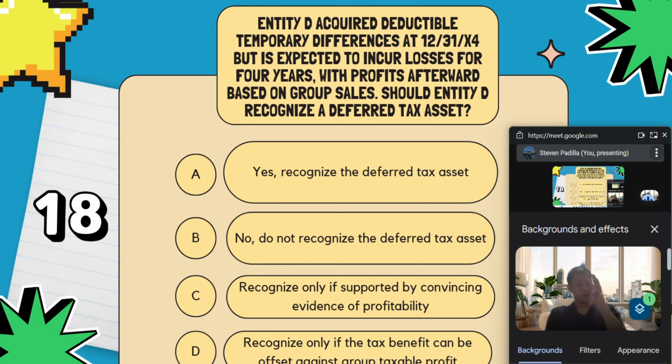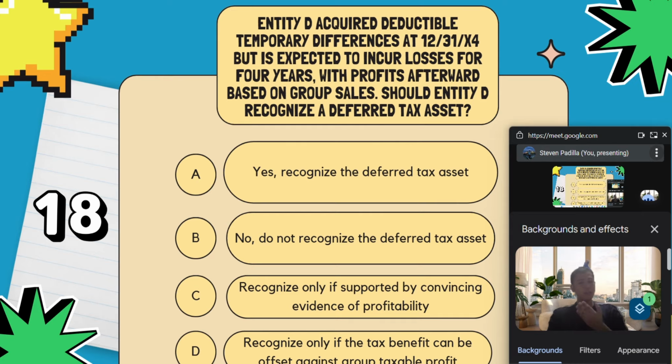Four years with profit based on group sales. Should entity D recognize a deferred tax asset? What do you think entity D should do? Should it recognize it or not recognize it? Okay, so let's dive into that question.